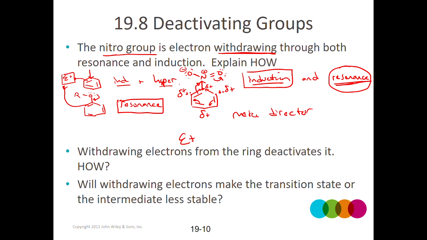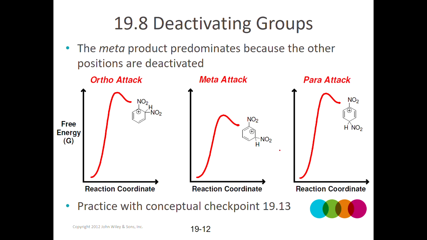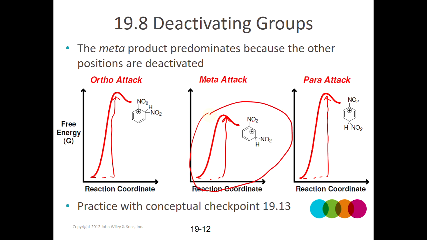But when it does so, it does so in a way that deactivates the ring. How does that deactivate the ring? Well, it means that all the transition states here are pretty high. None of these reactions are going to happen very often because all these transition states are quite high, especially the ortho and para. So the reaction will occur at the meta position more often because it's a lower energy transition state.